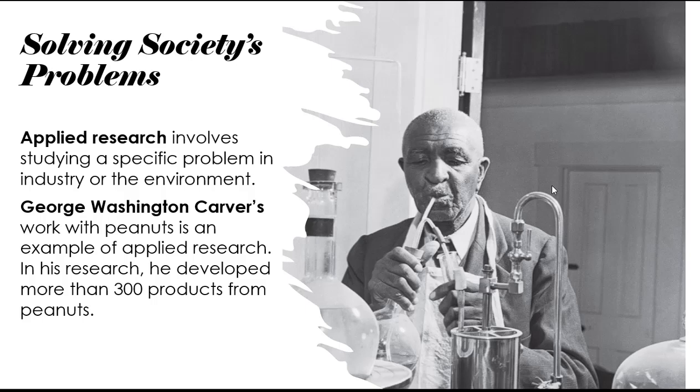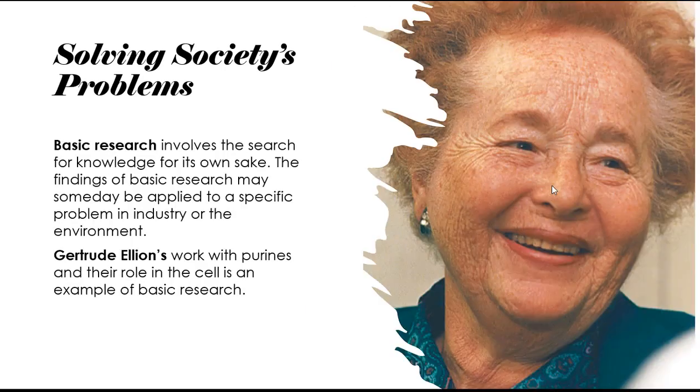Science can also help us solve societal problems in economics. Applied research often involves studying a specific problem in industry or environment. A beautiful example of this is George Washington Carver. He had a lot of inventions based on science, working with peanuts. Again, a beautiful example of applied research. He developed more than 300 products from peanuts, which was a huge economic boost at the time.